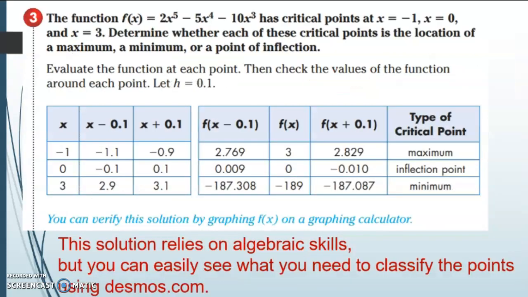All right, so this next one here. The function f of x equals 2x to the 5th minus 5x to the 4th minus 10x cubed has critical points at x equals -1, x equals 0, and x equals 3. Excuse me. Determine whether each of these critical points is the location of a maximum, a minimum, or a point of inflection. Well, right here they're finding out what happens on each side.